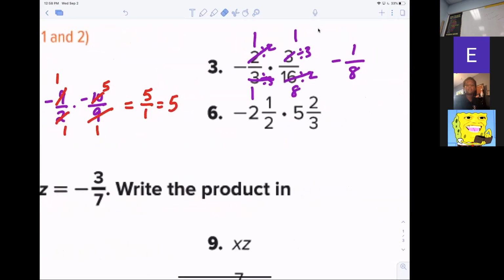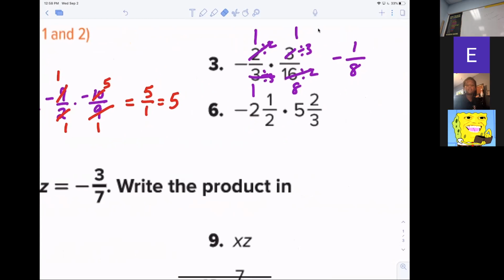You're up. Why don't you go? Me? Okay. Number 6. What do I do? So it's negative 5 over 2, and 17 over 3. Good. And you can write out the problem. Does anything reduce? No, nothing can reduce.